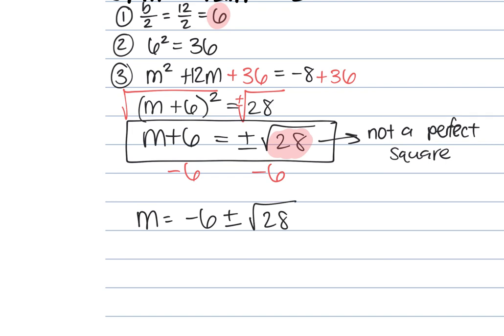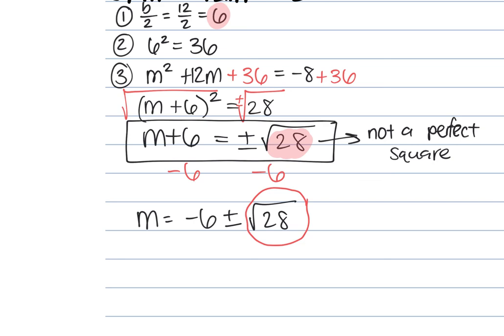Can we add negative 6 and 28? No. Why not? They're not in the same party. One has a radical, one does not. So this is technically our final answer, with the exception that if we write an answer, it better be completely simplified. Can we simplify the square root of 28?